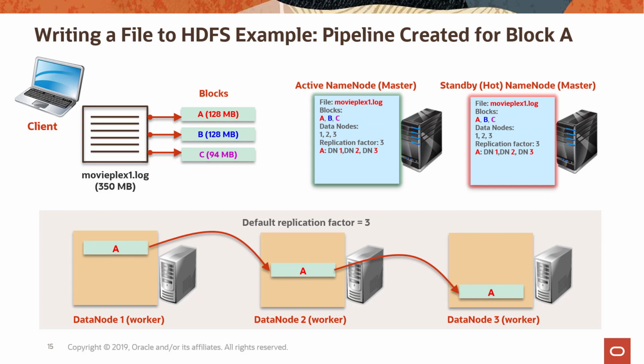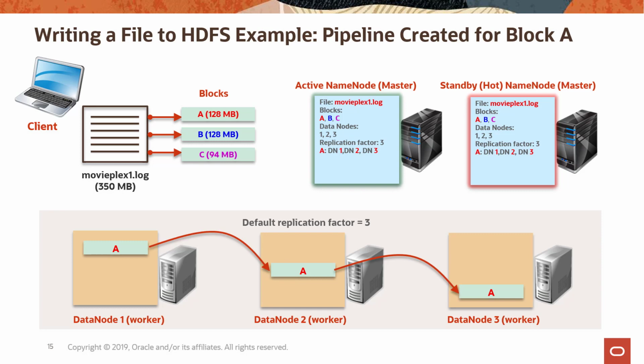HDFS supports creating data pipelines. A data pipeline is a connection between multiple data nodes that exist to support the movement of data across servers in the cluster. A client application writes a block to the first data node in the pipeline. That data node takes over and forwards the data to the next node in the pipeline. This process is continued until all replicas are written to disk.